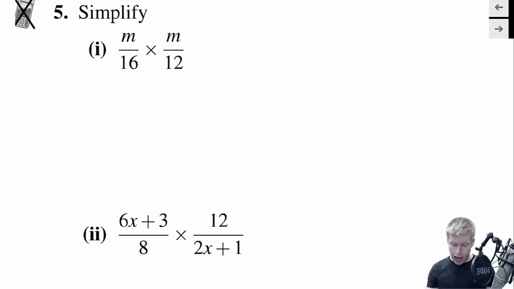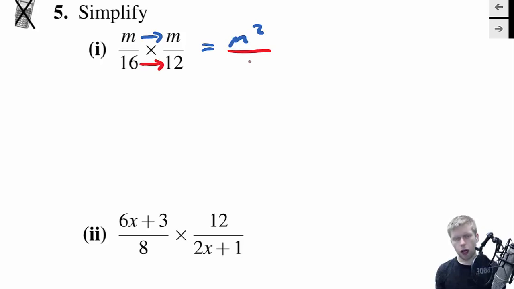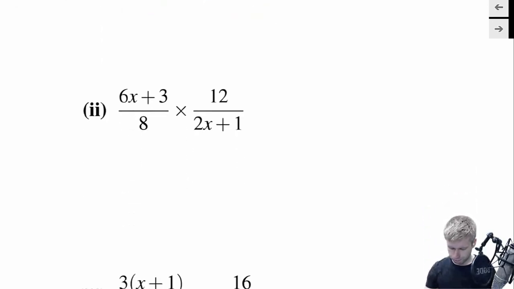So for example, if I give you m over 16 times m over 12, you just multiply across the numerators, which makes m squared. And then you multiply across the denominators, 16 times 12, which makes, well, 16 times 10 is 160, and 16 times 2 is 32, which means that together it should make 192, if my maths is correct. So m squared over 192.